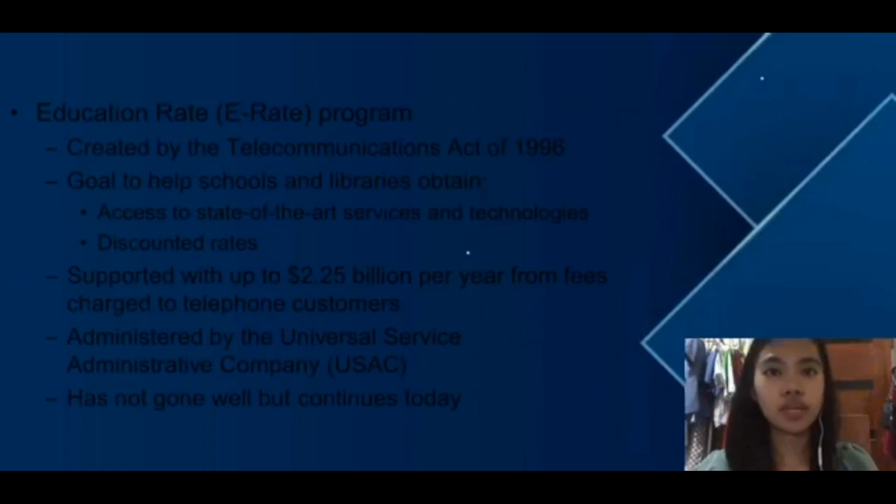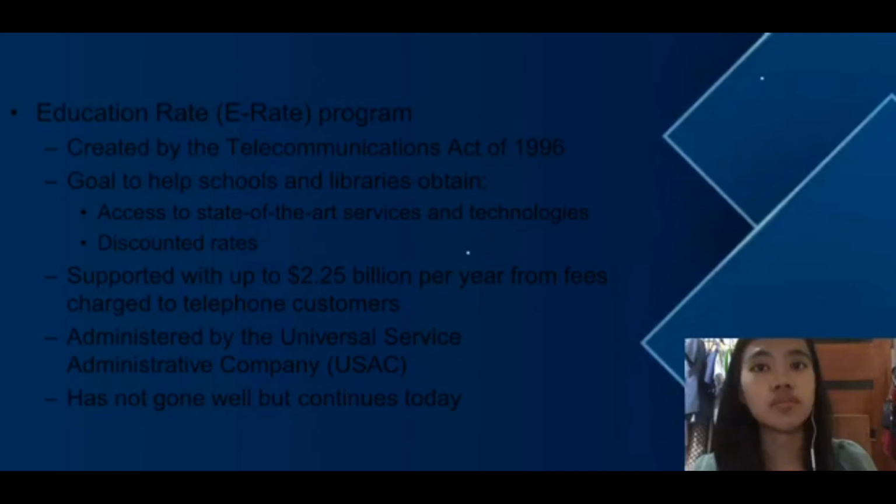Education rate, or E-rate, programs were created by the Telecommunications Act of 1996. The goal is to help schools access state-of-the-art services and technology at discounted rates, funded by $2.5 billion per year from charges to telephone customers. It is administered by the Universal Service Administrative Company, or USAC, has not gone well, but continues today.